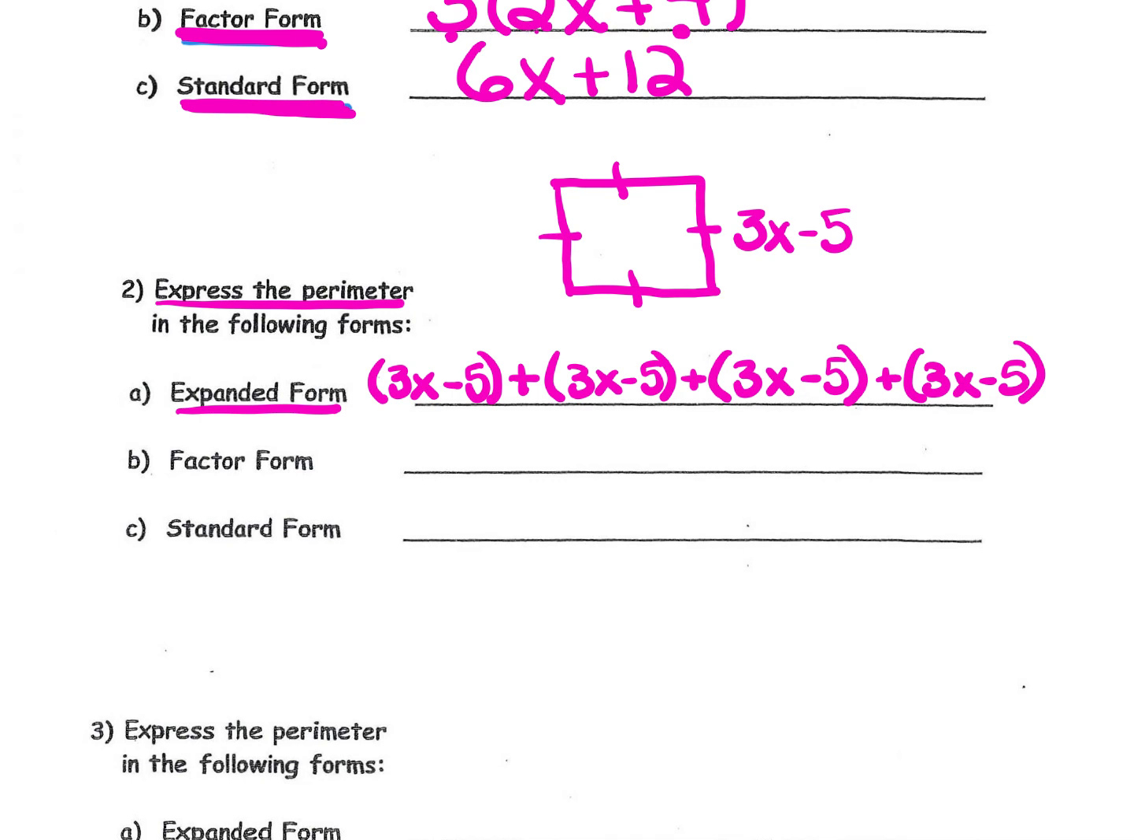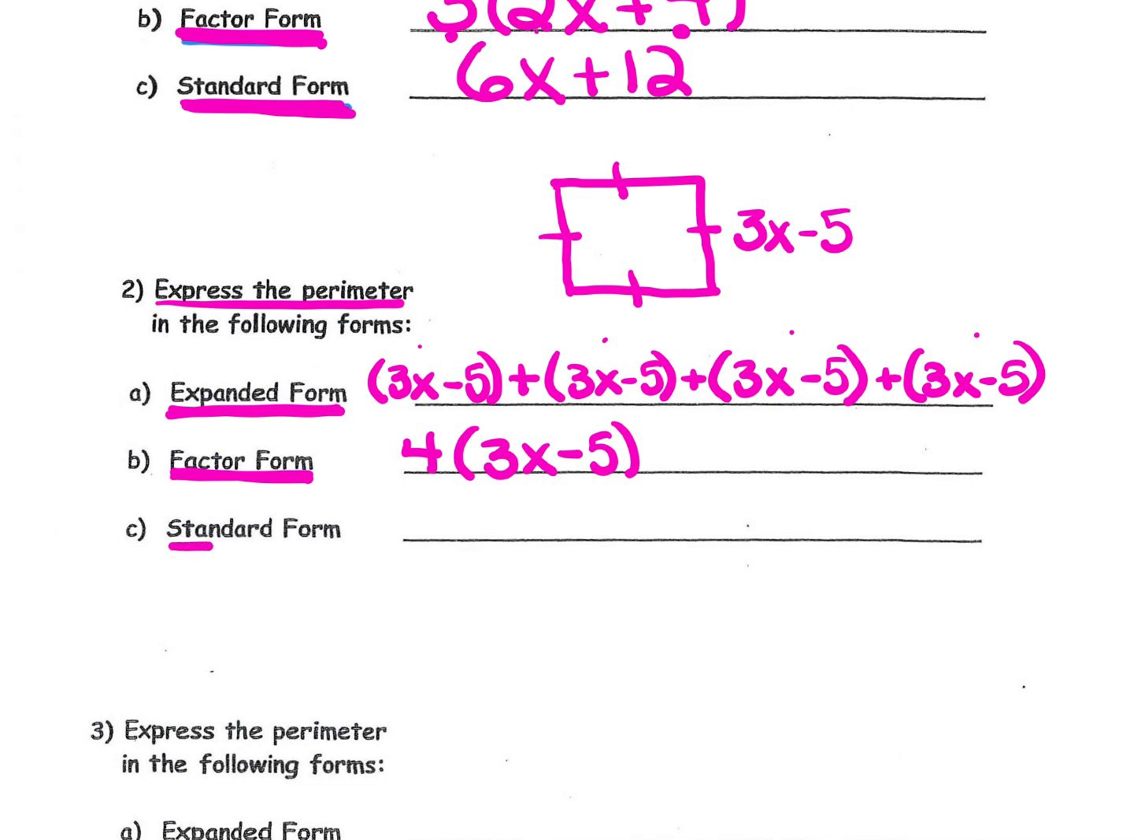Sometimes expanded form can be a lot of work, but you can take the same expression and write it in factor form as a multiplication problem. Since we have that quantity taken 4 times, we could write it as 4 times the quantity 3x minus 5. We know that repeated addition can be represented as multiplication.